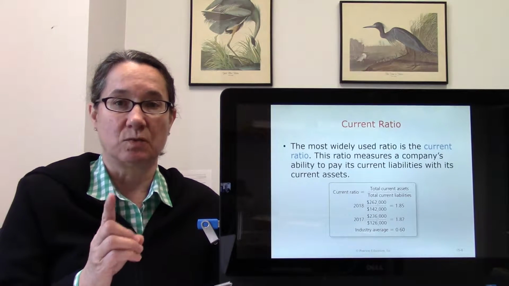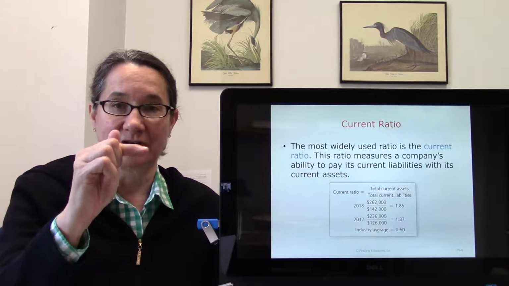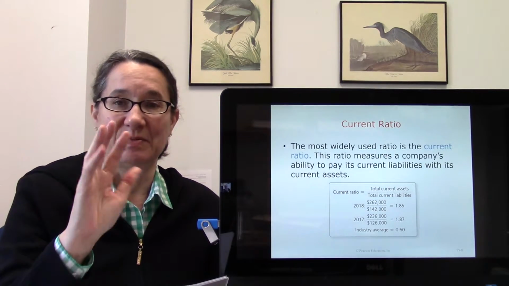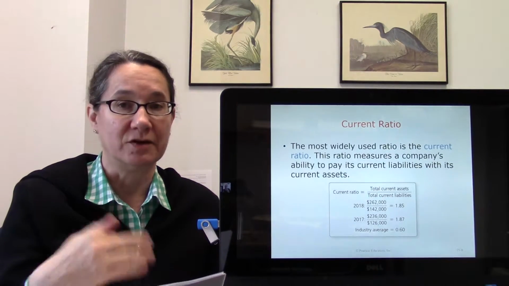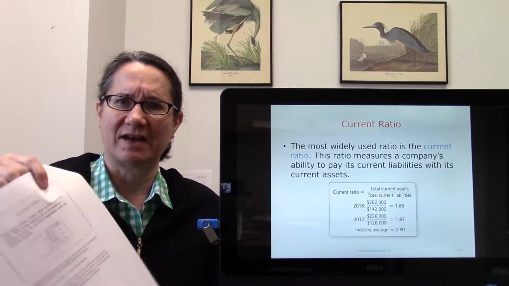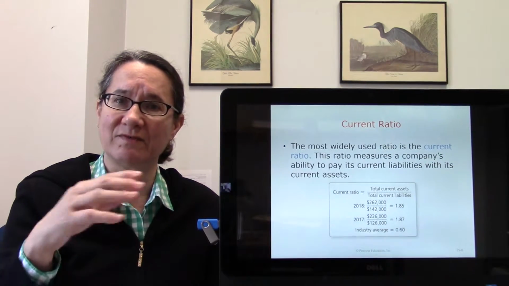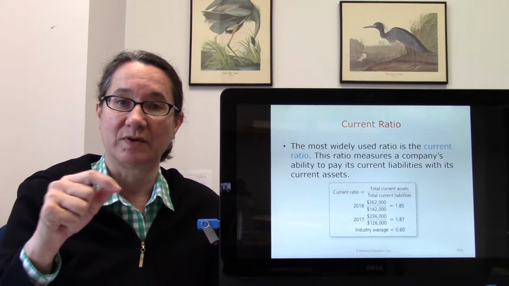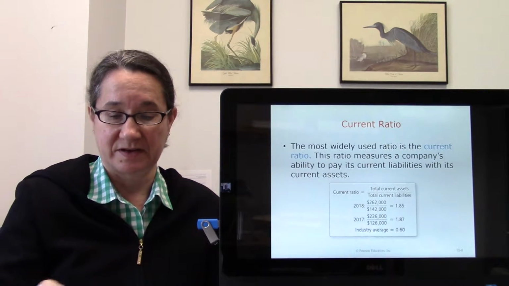So as long as you're at 1, your current assets equal your current liabilities, you've got no cushion, right? But at least you're covering them. If you're less than 1, you can't cover them. That's really bad. So it should be about maybe 1.5 times. So a 1.5 current ratio means your current assets are 1.5 times your current liabilities, so you're covering them.